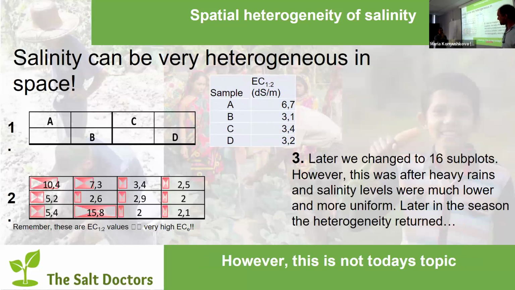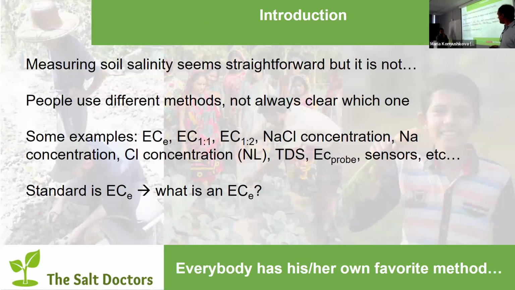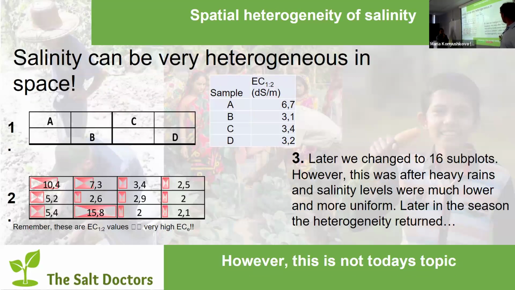But because of that variation, I thought, all right, let's divide it into 12 sections, and again with the EC 1 to 2 values. You see that here this one was 16 and this one was 2.5. So extremely patchy. Here 2 again, there 10. Extremely patchy. Later we even divided it into 16 subsamples just to get a feel for what could be the source of the salinity and the source of this extreme variation within that plot.